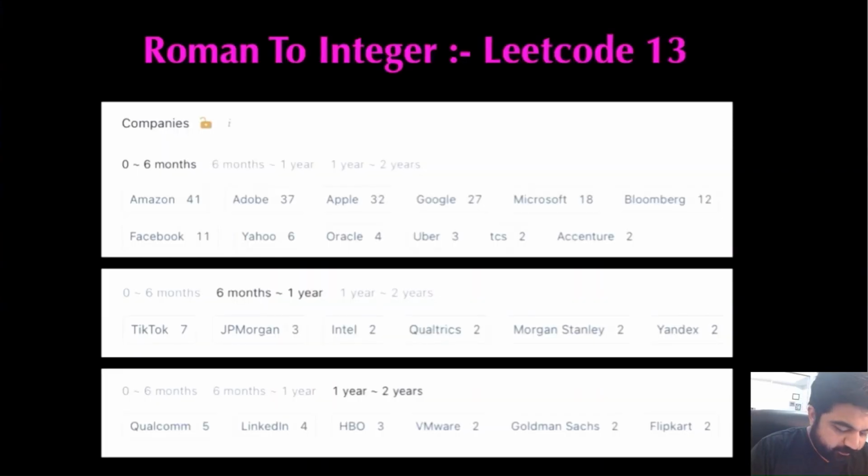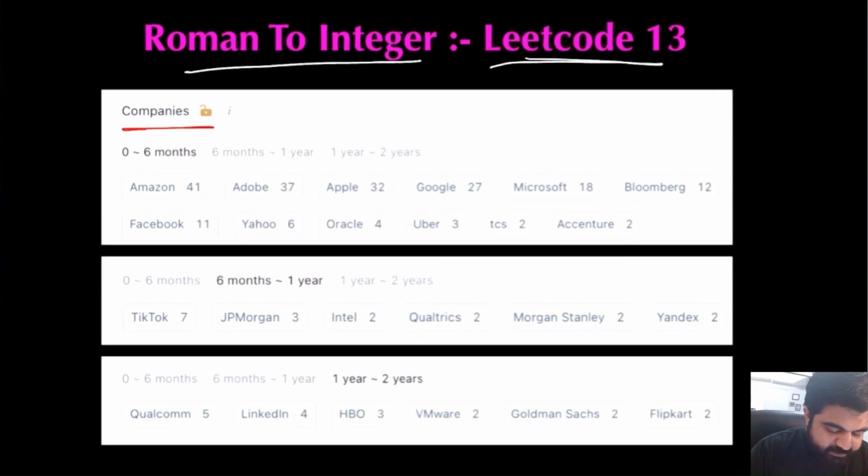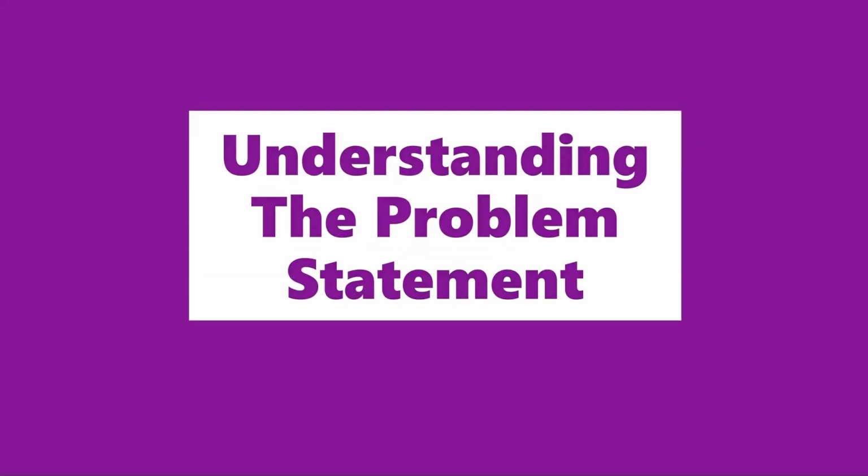So we are going to solve a very interesting LeetCode problem today called Roman to Integer. And if we see some of the popular companies who have already asked this question, there are companies like Amazon, Adobe, Apple, Google, Microsoft, Bloomberg, Facebook, Uber, TikTok, LinkedIn, and Goldman Sachs. So that's why I'm paying my utmost attention. I hope you also enjoy the video.